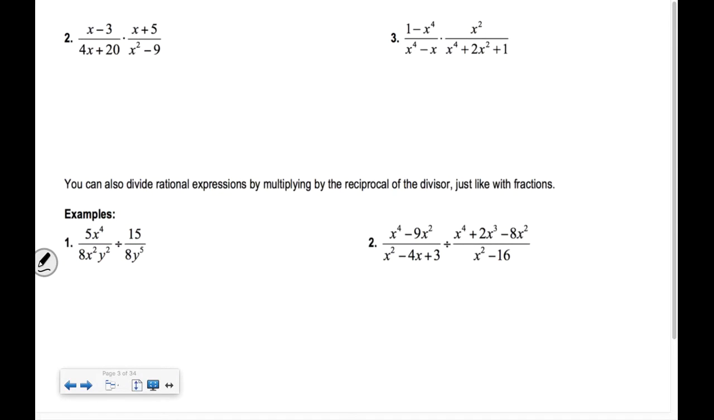So now let's try the next one. These ones are different. These ones are not monomials. They have pluses and minuses and so on. So this is where you have to be careful, and you can't do those things we were talking about, like x over x squared reduces to 1 over x, right? Because that x is attached to the plus 5, and the x squared is attached to the minus 9. So we have to factor all of these things.